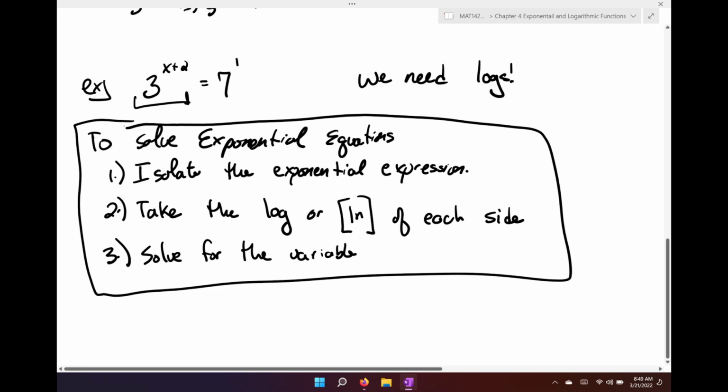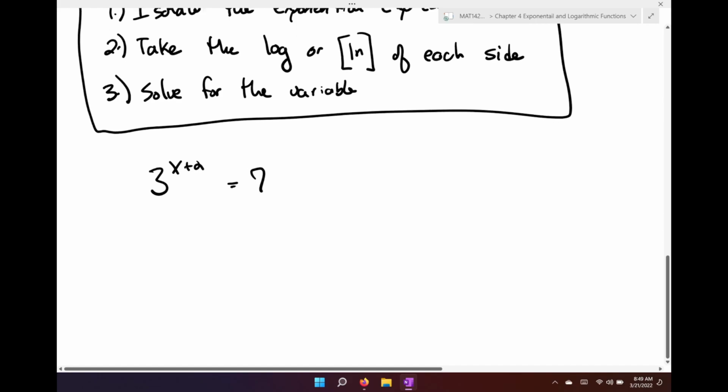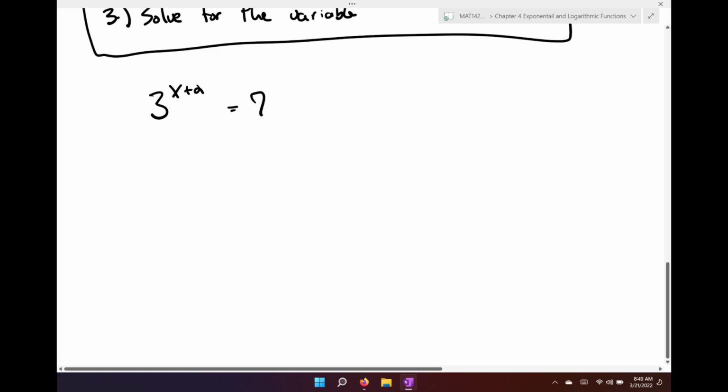All right, so here are our steps right here. We're always going to do these. So I'm just going to rewrite our problem, and I'm going to do exactly what this told me to do. So we have 3 to the x plus 2 equals 7. All right. So now, step 1, isolate the exponential. Already done. Step 2, we're going to take the log of both sides.